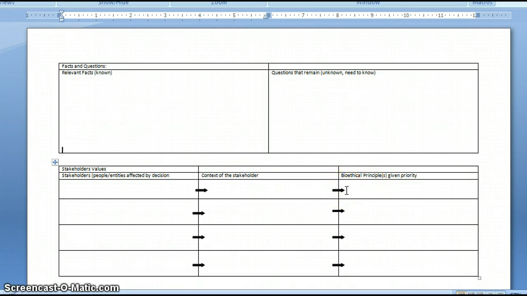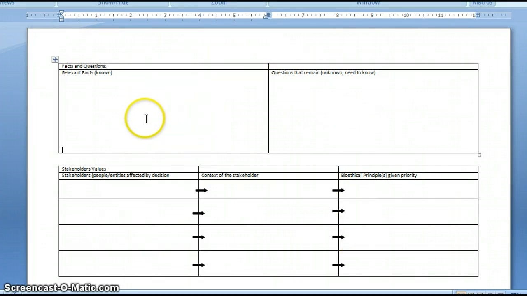Then, what bioethical principles are going to be given priority by this stakeholder? It can be more than one. It can depend on the stakeholder. It may be one bioethical principle for one person, a different bioethical principle for another person. But what are the bioethical principles that are given priority by this group of people that you've put down as a stakeholder? Now you're going to use all this information.